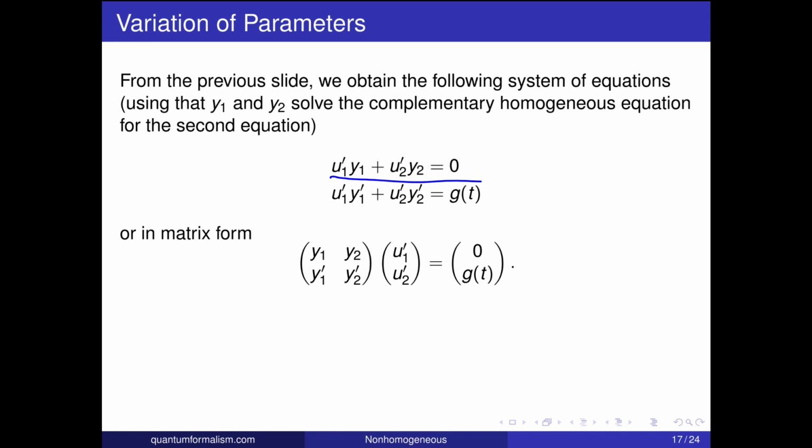So no more differential equations. We'll have to do some integrals at the end to go from u1 prime back to u1, but to solve for u1 prime and u2 prime, we just have to do linear algebra. Okay, so we can write this in matrix form. So we have the matrix y1, y2, y1 prime, y2 prime times the column vector u1 prime, u2 prime is equal to 0, g of t. And so if we want to solve for u1 prime, u2 prime, we'll multiply by the inverse matrix. That will involve dividing by the determinant. But if you notice, the determinant of this matrix is actually something we've seen before. This is the Wronskian of y1 and y2.